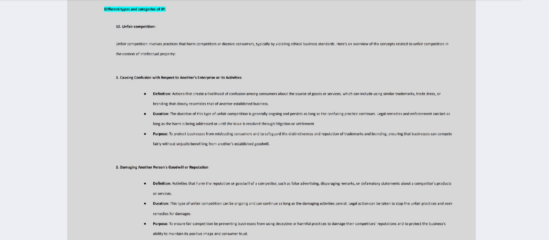Damaging another person's goodwill or reputation. Definition: activities that harm the reputation or goodwill of a competitor, such as false advertising and disparaging remarks. Duration: this type of unfair competition can be ongoing and continue as long as the damaging activities persist. Purpose: to ensure fair competition, preventing businesses from using deceptive or harmful practices to damage their competitors' reputation, and to protect the business's ability to maintain its positive image and consumer trust.